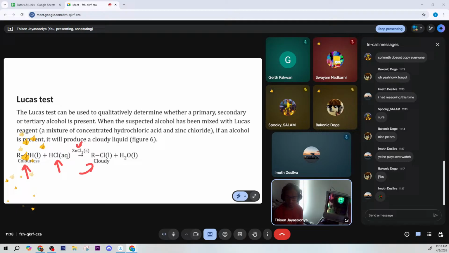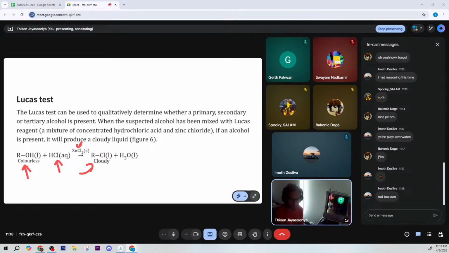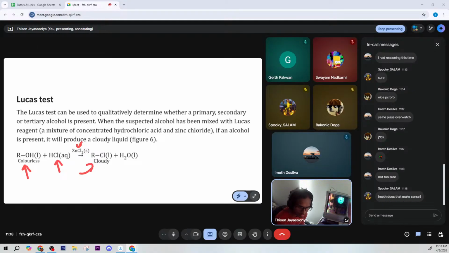Emeth, Blessing, is that all good for the two of you? Just making sure. Not too sure. What do you mean, Emeth? What are you not too sure about? You can unmute yourself and say if typing's a bit of a pain.